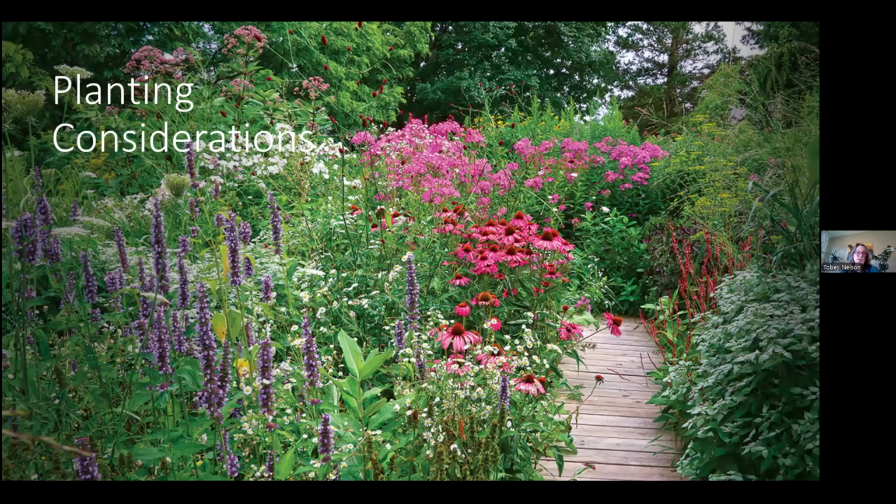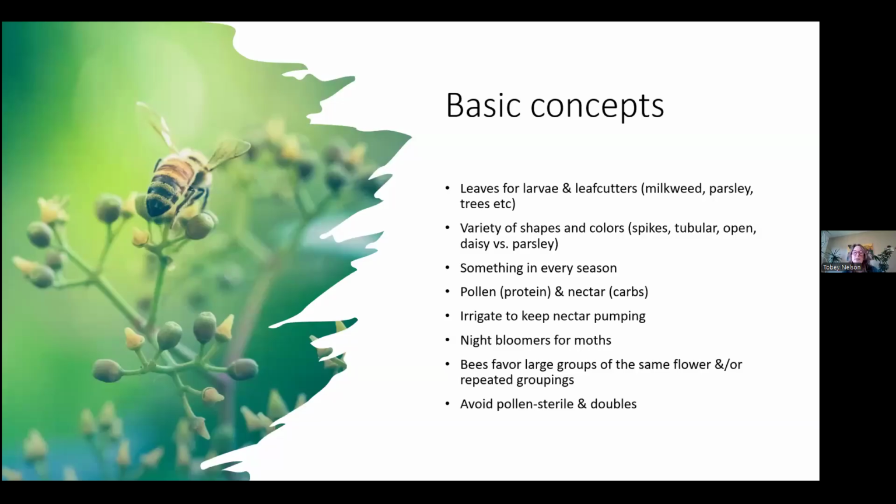All right, so those were some habitat ideas or shelter ideas. Now we're going to talk about food more. So planting considerations when you are designing for pollinators. Things to think about is having both the leaves, like we talked about, as well as the flowers, because we're feeding the different life cycles of different creatures.